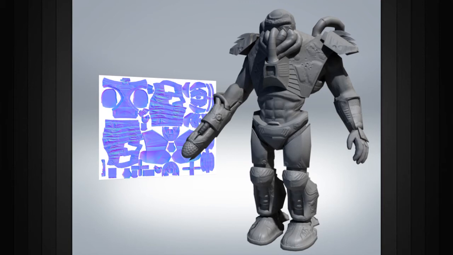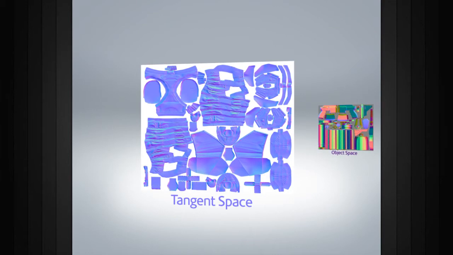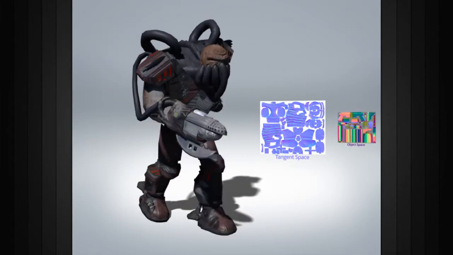There are two basic types of normal maps, tangent space and object space, and each has its own benefits. Tangent space normal maps are primarily bluish-purple in color and can be used on meshes that need to be able to deform, such as an animated game character.